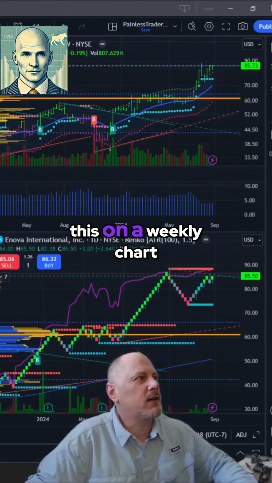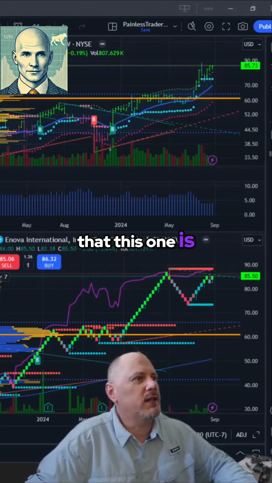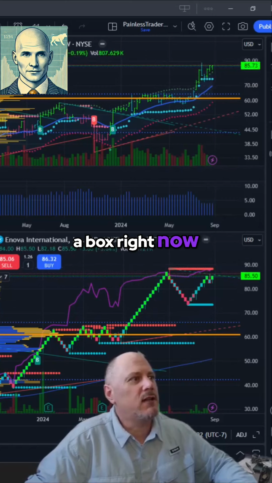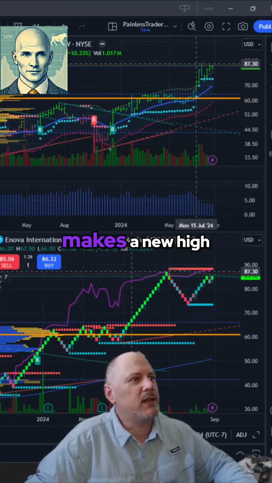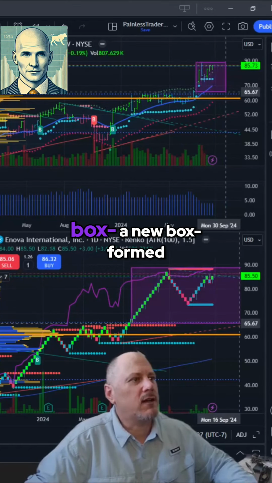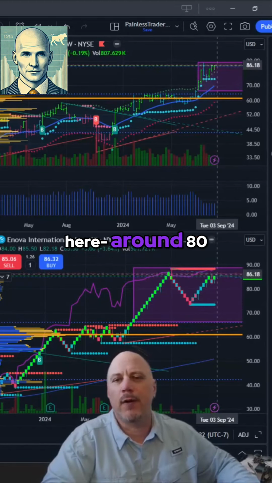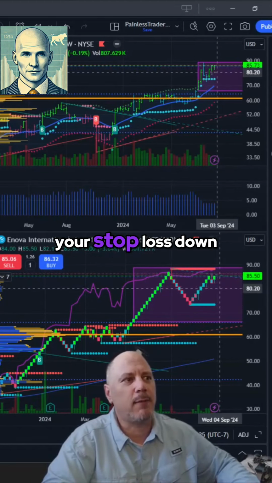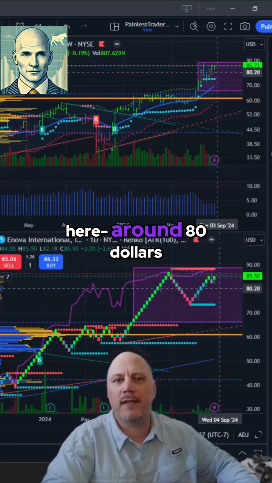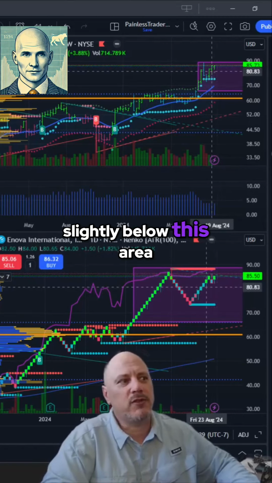If we look at this on a weekly chart, you're going to see that this one is more or less in a box right now. And so if this makes a new high, then you have a new box formed. This would be a breakout buy right above here around 86.18, and you'd put your stop loss down here around $80, slightly below this area.